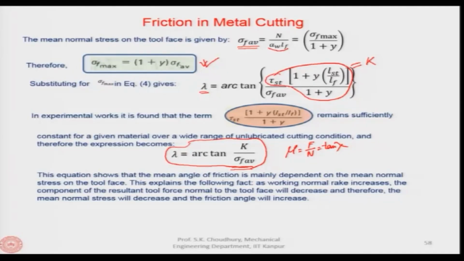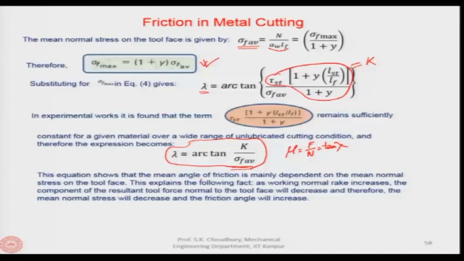All right. So, this has a significance, that is the result of Professor Zorev's model on the friction in the metal cutting, and the consequence is that it means how the mean angle of friction depends on the normal stress, and how it varies when our normal rake angle changes, which is the working rake angle, as we have seen earlier. For example, we said that normal rake, orthogonal rake and the side rake angle, they influence the cutting force and the power, and how we can conclude from this equation that how they vary.